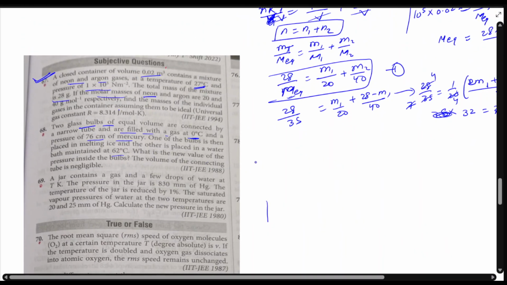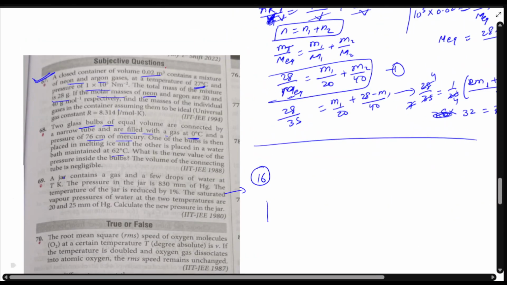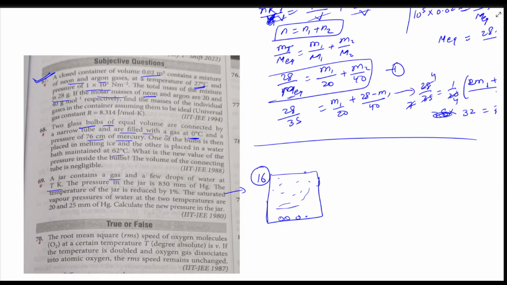Right. So let's move on to our 16th question, it was 16th, right? We have a jar that contains a gas and a few drops of water at a temperature T. So we have a jar, there are a few drops of water, and we have gas here. It's at temperature T, and maybe the pressure is 830 mm Hg.